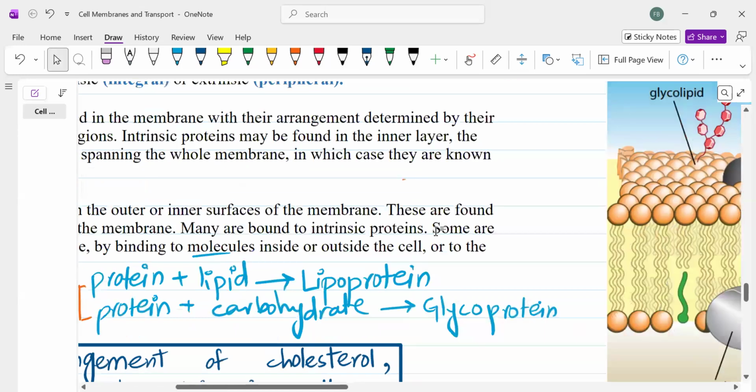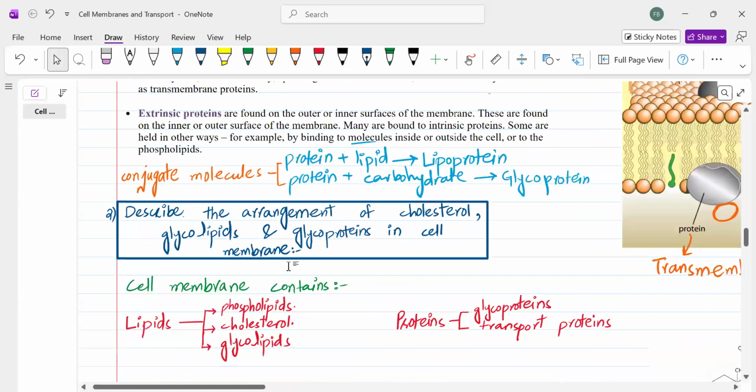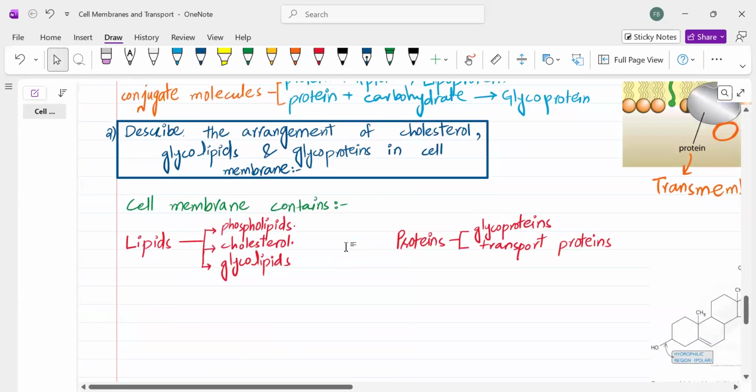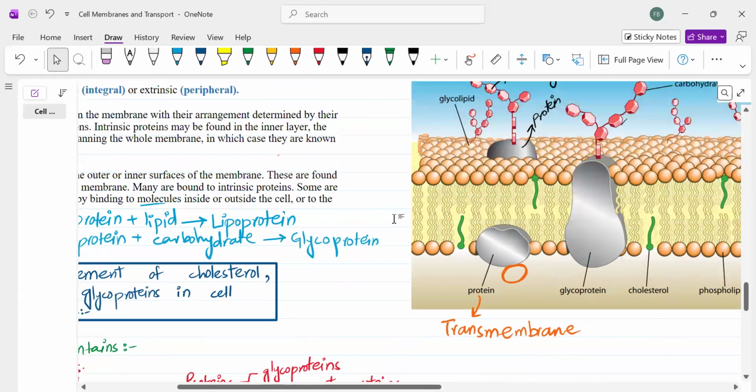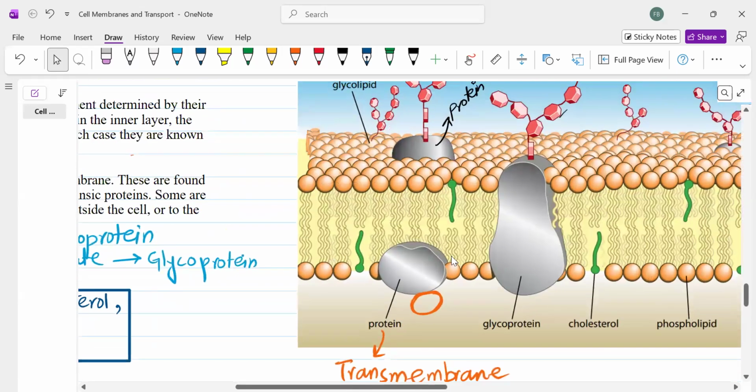These are conjugate molecules. Now we will talk about the arrangement of cholesterol, glycolipid, and glycoprotein in the cell membrane. In this we have discussed how these are arranged. If we talk about these one by one, this is a protein.